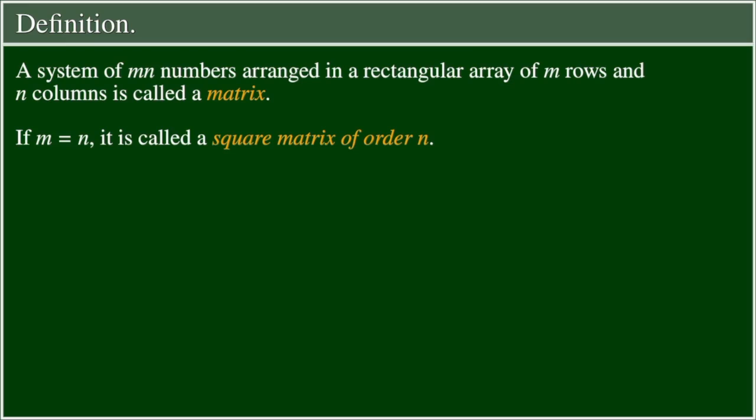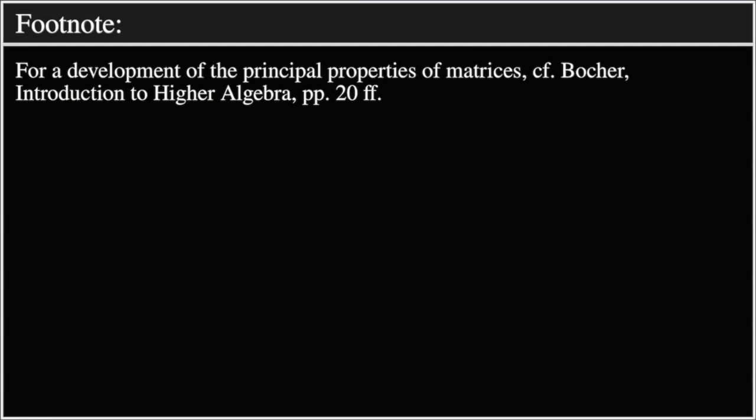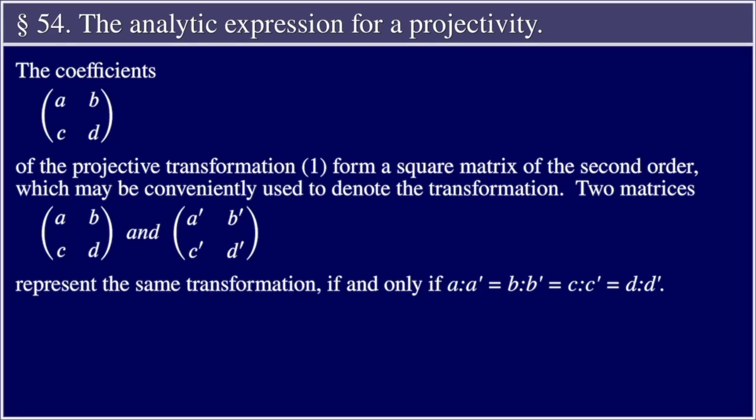Definition: a system of n numbers arranged in a rectangular array of m rows and n columns is called a matrix. If m is equal to n, it is called a square matrix of order n. Footnote: for a development of the principal properties of matrices, see chiefly Bocher, Introduction to Higher Algebra, pages 20 forward. The coefficients a, b, c, d of the projective transformation equation 1 form a square matrix of the second order, which may be conveniently used to denote the transformation.